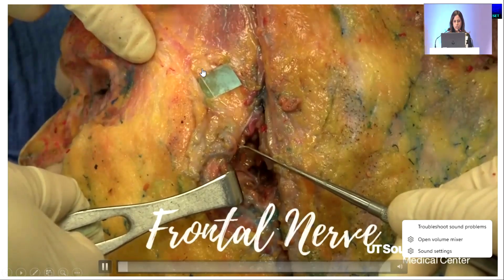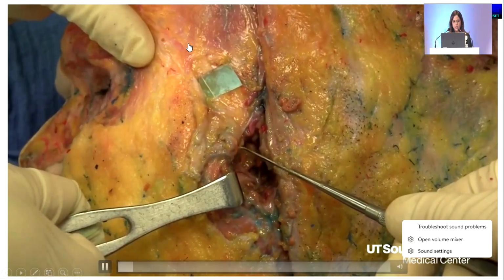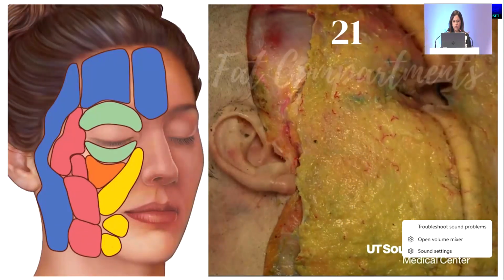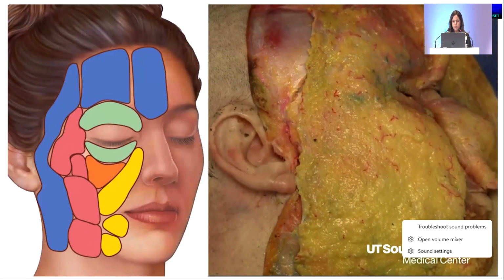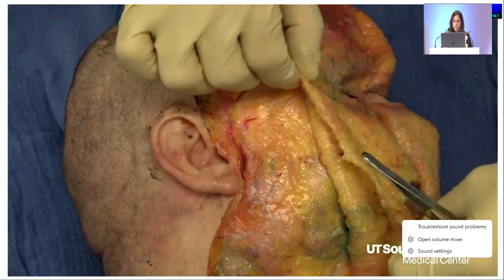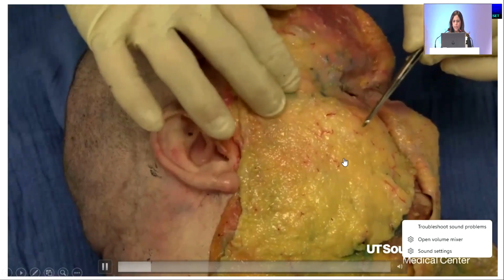It gives branches. The superficial temporal artery is the main thing to remember here again. One finger breadth along with it lie the nerves, the branches of it. The aesthetic contours are formed by the facial fat planes, the superficial ones and the deep ones.